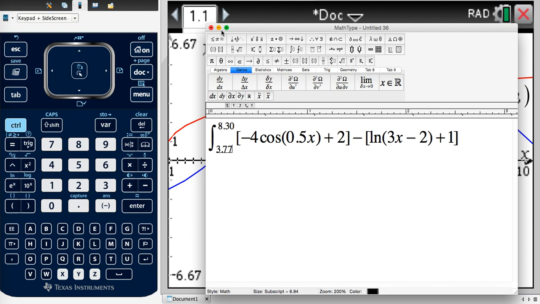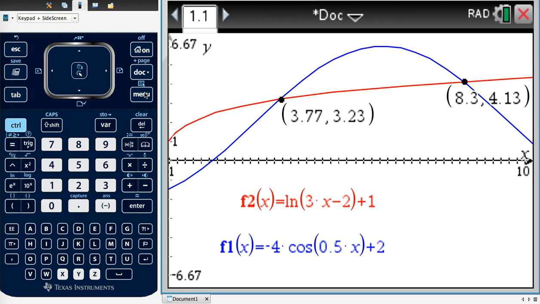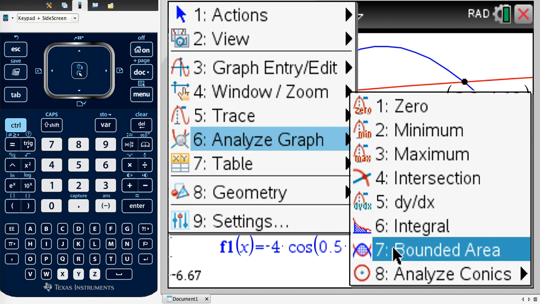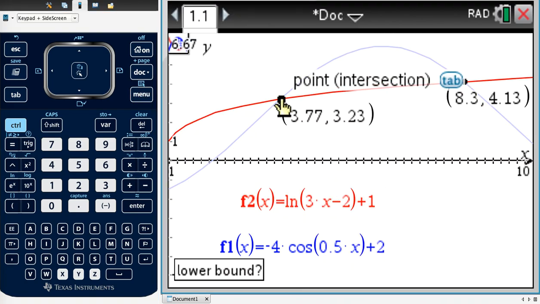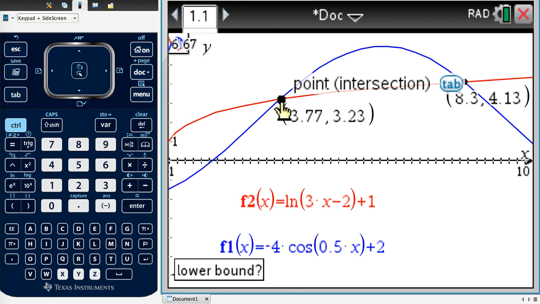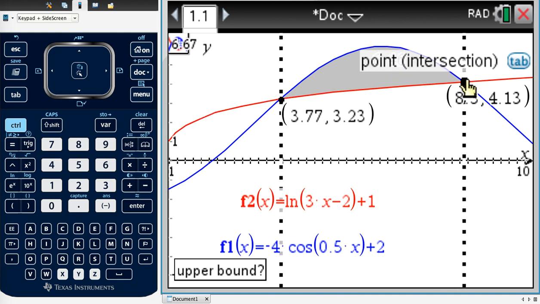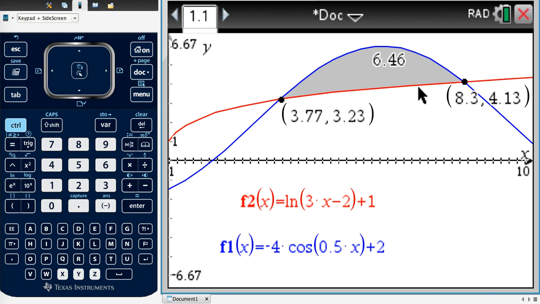Alternatively, there is a function on here, we go to analyze graph, where we can do the bounded area. And what we can do is we'll see that if we go to the intersection point, it'll actually highlight it. It means it's really going to snap to that intersection point exactly. So that'll be my lower bound. I can do the same up here. Click for that point there. The intersection point is my upper bound, and I've got 6.46, which should be perfect to 3 significant figures, because it will have used really accurate values down here and up here. Whereas if I typed it in manually, then maybe I'd have a limitation with my accuracy for the final answer.